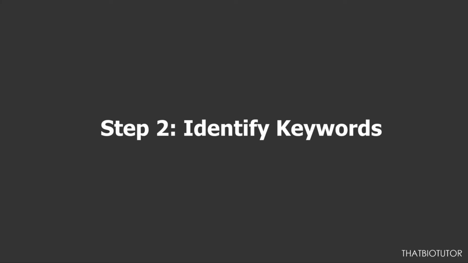Step 2 is to identify the keywords for that topic. This is optional, but it's very rewarding. So you identify all the keywords, and how do you know if it's a keyword? Usually in your school notes, they are bolded to show that it's a keyword. Then you put them into your keyword list.